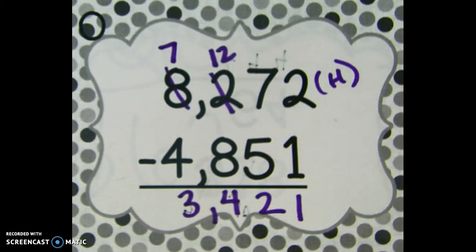3,421. So practice borrowing with your table group, and after you get done with that, you've got some independent practice and an exit ticket. Good luck!